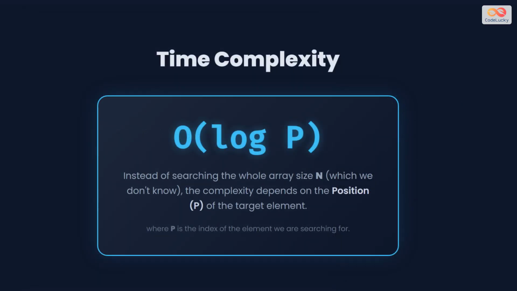Let's talk about performance. Because we don't know n, the complexity is actually O(log p), where p is the position of the target element. We spend log p time finding the range and another log p time doing the binary search. This makes it extremely efficient even for elements located very far in the array.